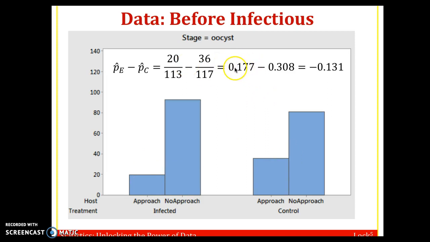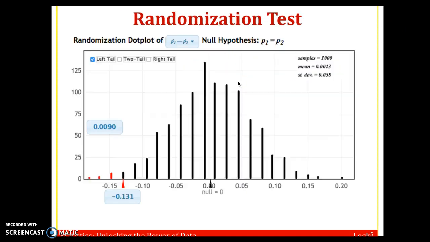17.8% of the exposed group approached humans, whereas 30.8% of the control group did, and that's a difference of about 13%. So 13% change between the two groups. And the question is, is this big enough? So it's a negative right here, but I think of it as more the control group approached humans in this case.